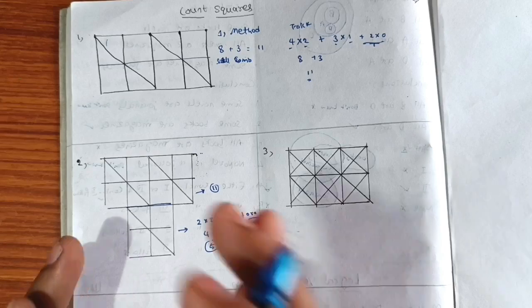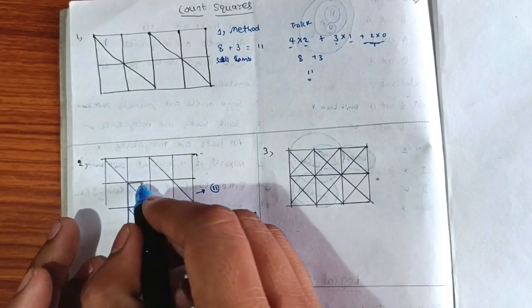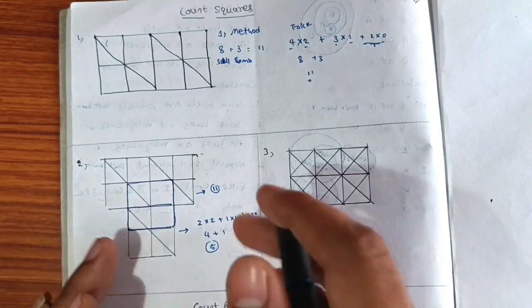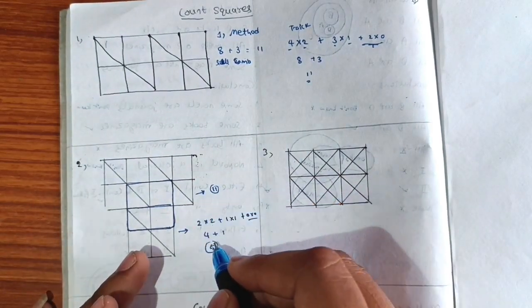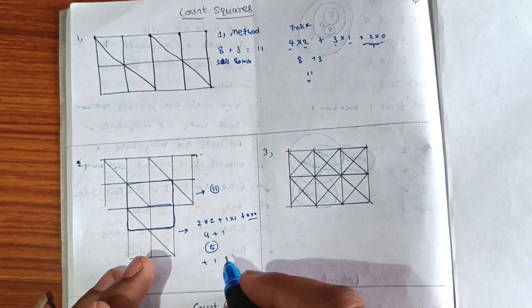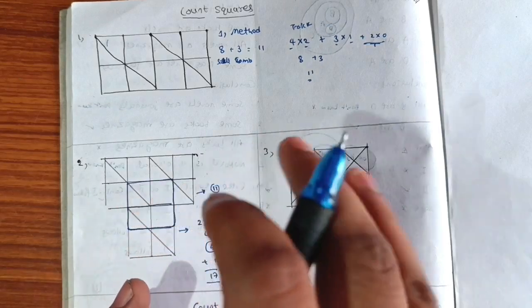Again we have the hidden square. When you see this, this will also be a square. So you need to add: 11 plus 5 is 16, 16 plus 1 is 17. So in this the total number of squares is 17.